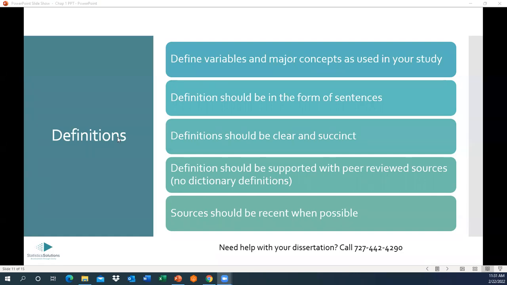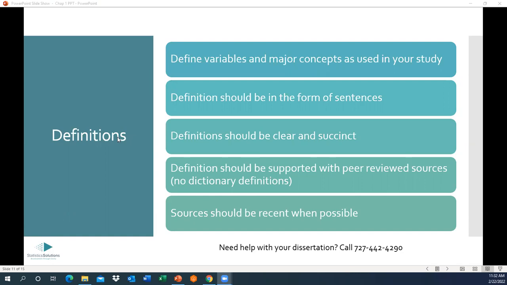I always, again, follow your school's template. I always just advise to put definitions in the form of sentences instead of fragments. It's just easier because sometimes professors will come back and say, I want this in the form of a sentence. So I just say, write them in the form of a sentence to begin with. They should be clear and succinct. Okay, so these are definitions of specific terms and specific factors that you're going to be using in your study as you're going to be using them, as you're going to be defining them.